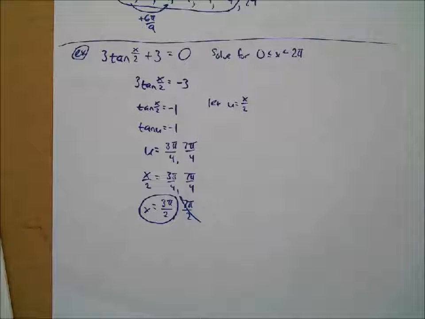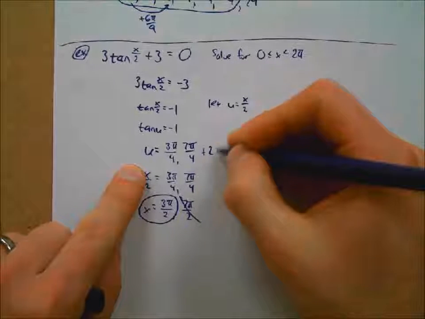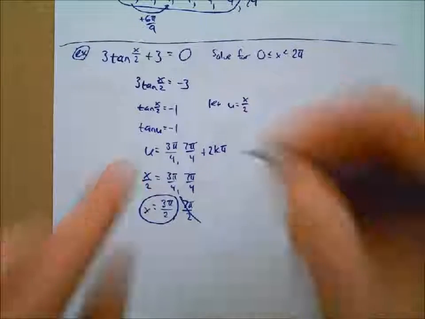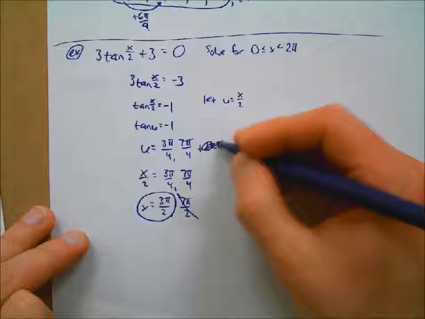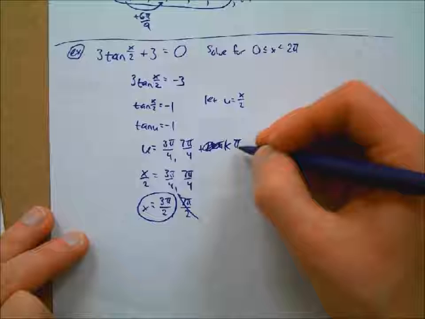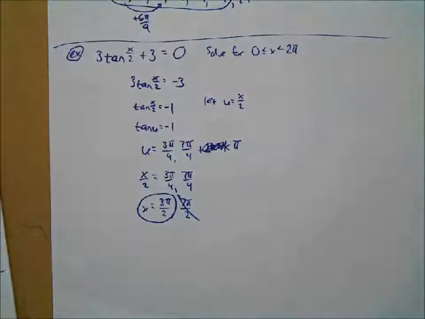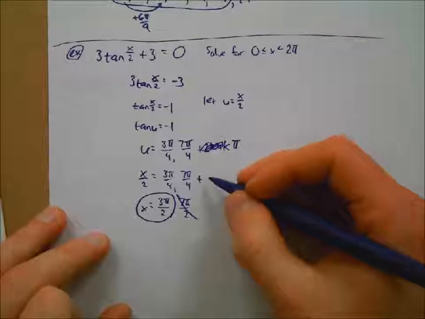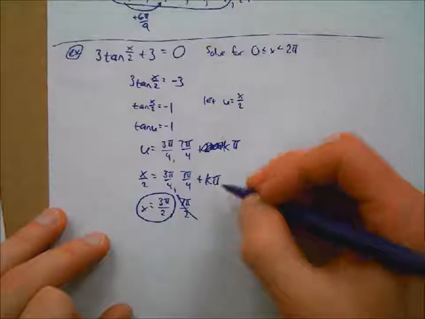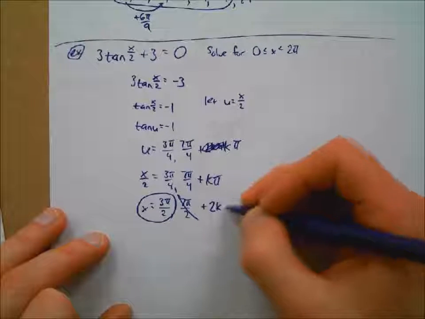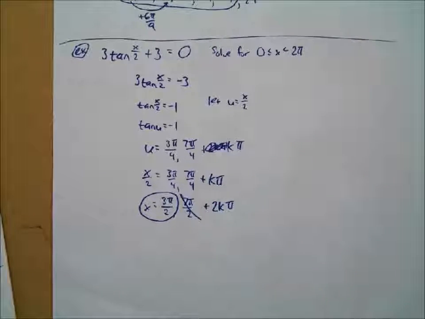Our period for this one, right? So again, if you wanted additional solutions here, we could add k pi, because it's tangent. Remember, tangent repeats every pi. But then if we multiply here, it'd be plus 2k pi. So you would add 2 pi to each one of those solutions, and they would also then be outside of 0 to 2 pi. There wouldn't be any more there. Okay. Questions on any of that?